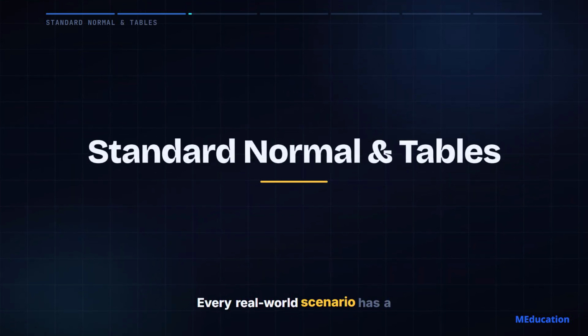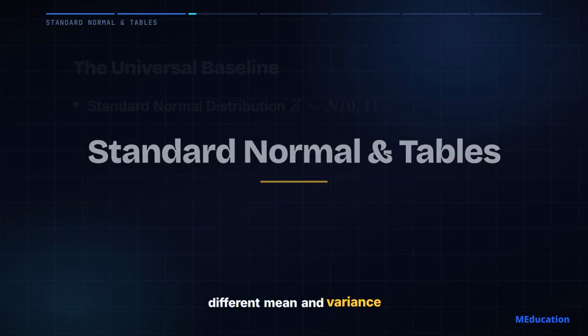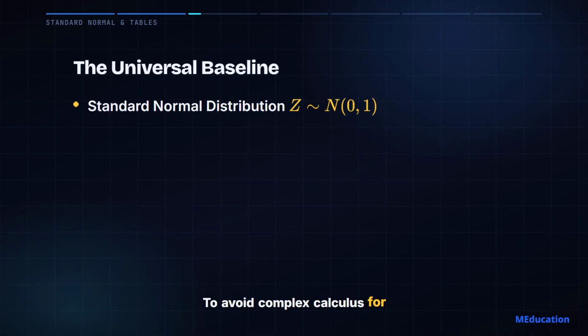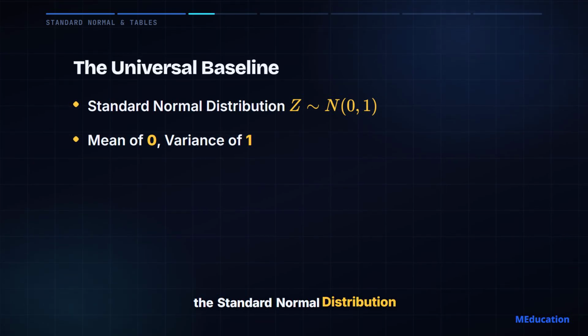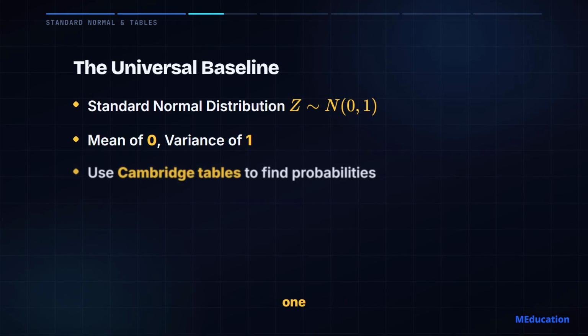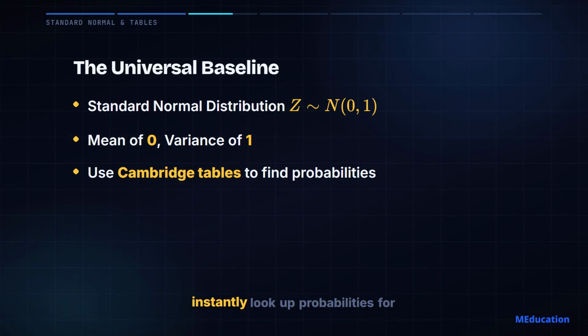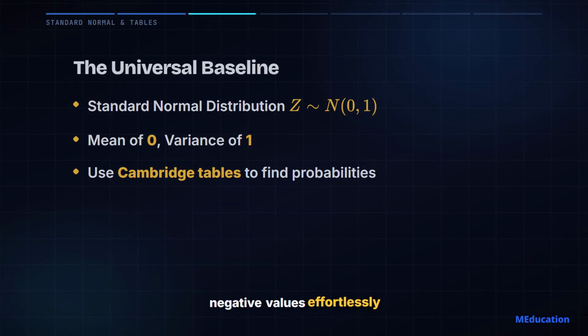Every real-world scenario has a different mean and variance. To avoid complex calculus for every single question, we map everything to one universal baseline, the standard normal distribution, called Z. It has a mean of 0 and a variance of 1. You will learn to use the Cambridge statistical tables to instantly look up probabilities for this standard curve. The tables only show positive Z values, so you will master using that symmetry to handle negative values effortlessly.